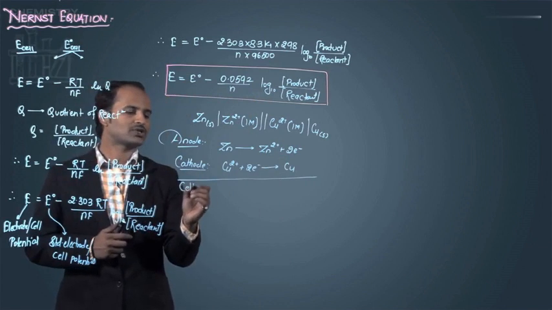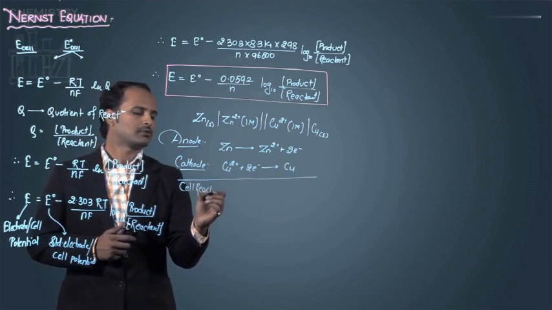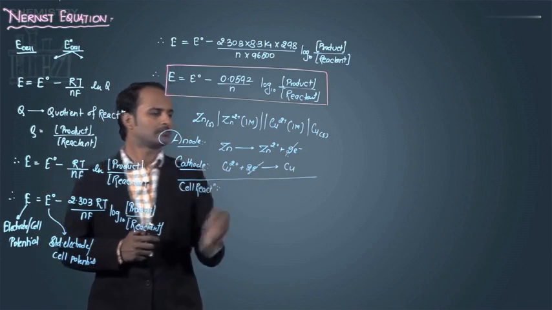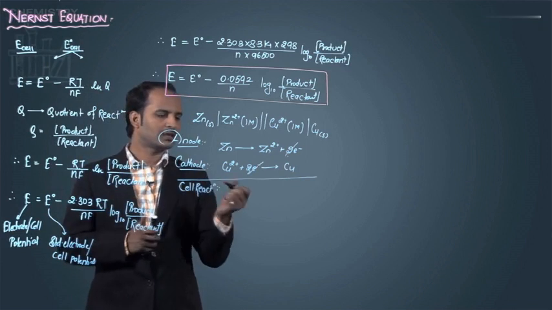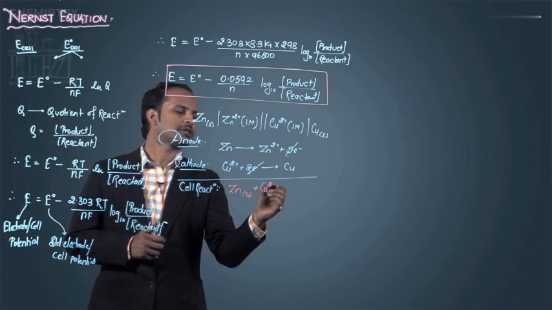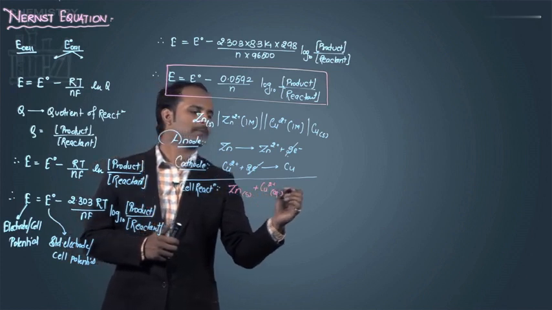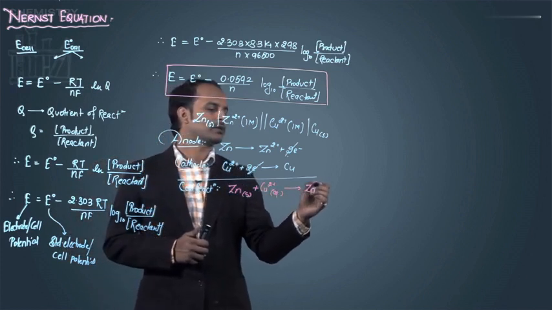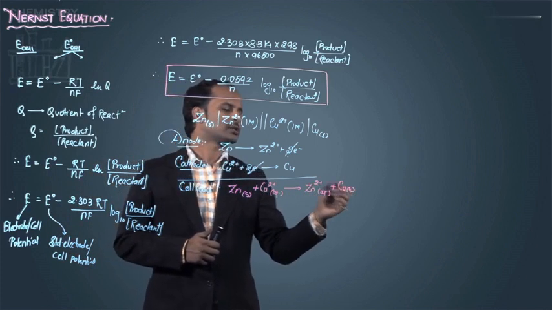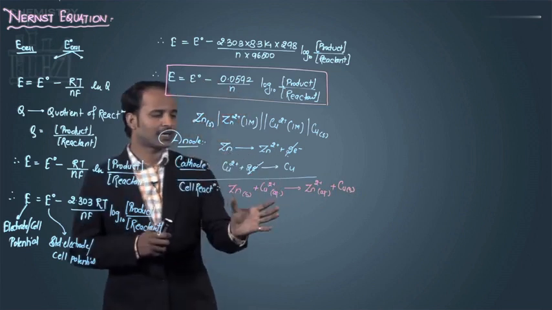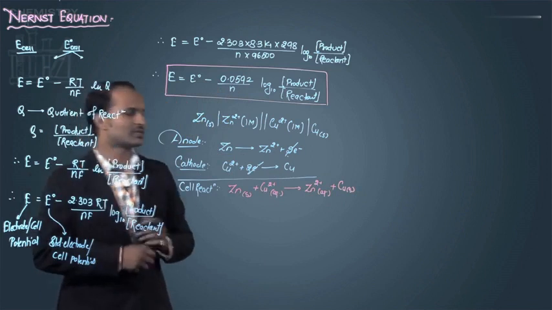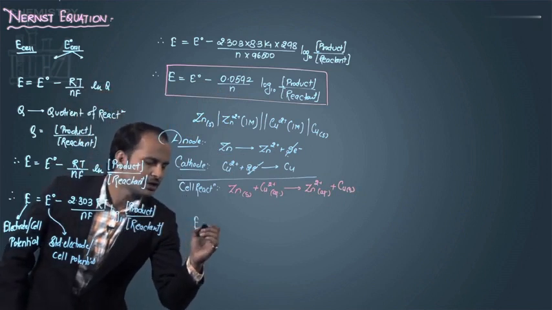So for the cell reaction, the electrons get cancelled and we have zinc in solid state plus copper ion, in aqueous state, dissolved in water, which gives zinc ion, again in ionic form in aqueous state, and copper, an electrode, in solid state. So this is the reactant and this is the product. Let us write the Nernst equation.